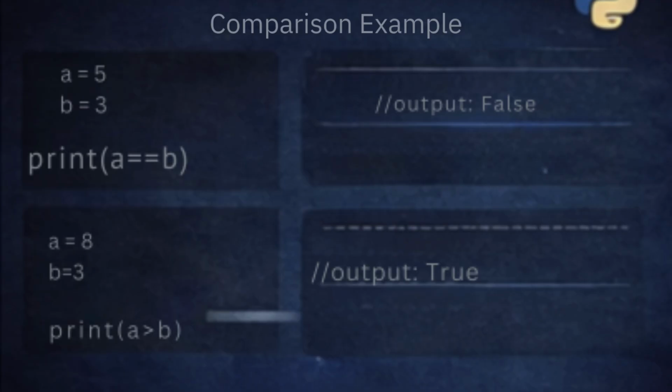Comparison example: A equals 5, B equals 3. Print A double equals to B. This prints false. For greater than comparison operator, print A greater than B. This prints true. Comparison operators always return Boolean values.